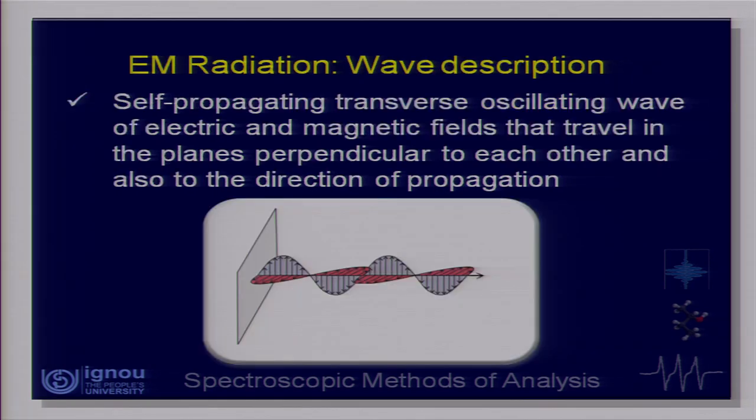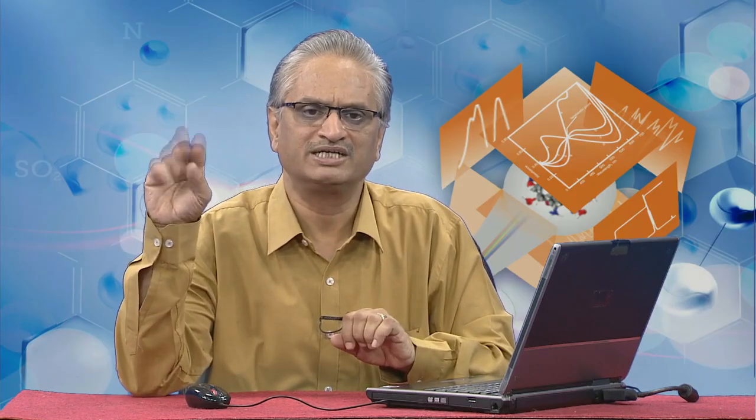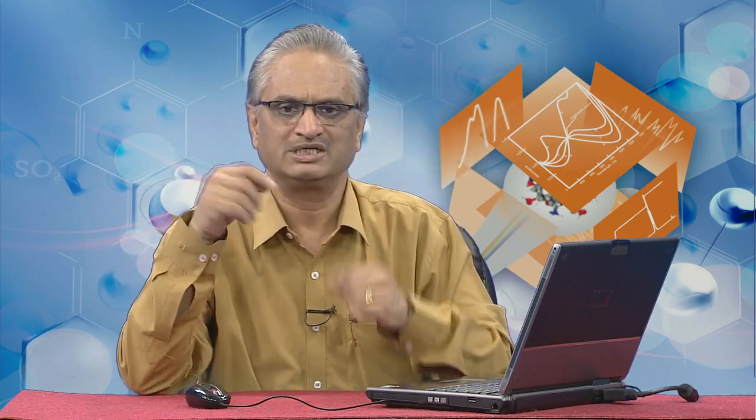Okay. Now, as regards the wave description of EM radiation, essentially electromagnetic radiation can be visualized as a self-propagating, transverse, oscillating wave of electrical and magnetic fields that travel in planes perpendicular to each other and also to the direction of propagation. Let us understand what it is. What basically we have is some kind of an electrical disturbance. That disturbance is moving in space in a given direction. So, say a radiation is going from here to here. How do I visualize that?